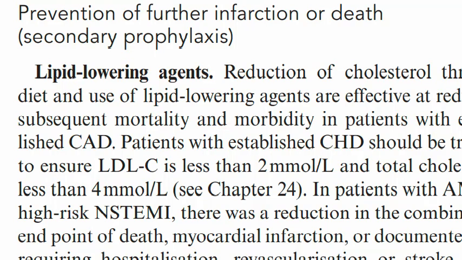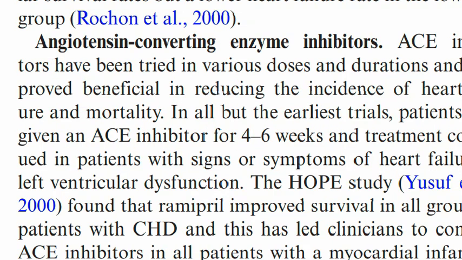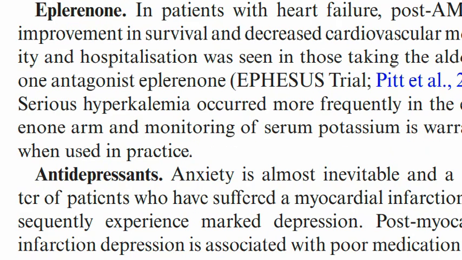For prevention of secondary complications or any other attack of acute coronary syndrome, a lipid lowering agent should be prescribed. Sometimes angiotensin converting enzyme inhibitors are also used for about 4 to 6 weeks to prevent any other attack of myocardial infarction. Eplerenone is basically an aldosterone antagonist, and it is also helpful for improved survival and decreased cardiovascular mortality in hospitalized patients. However, it may cause severe hyperkalemia, which needs to be monitored. We need monitoring of the serum potassium levels.